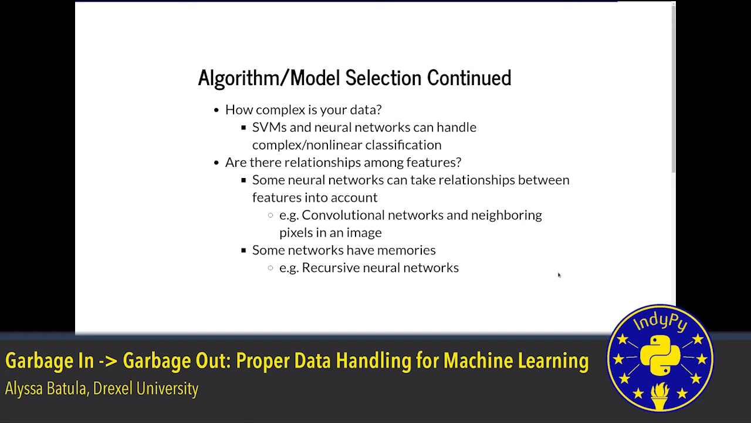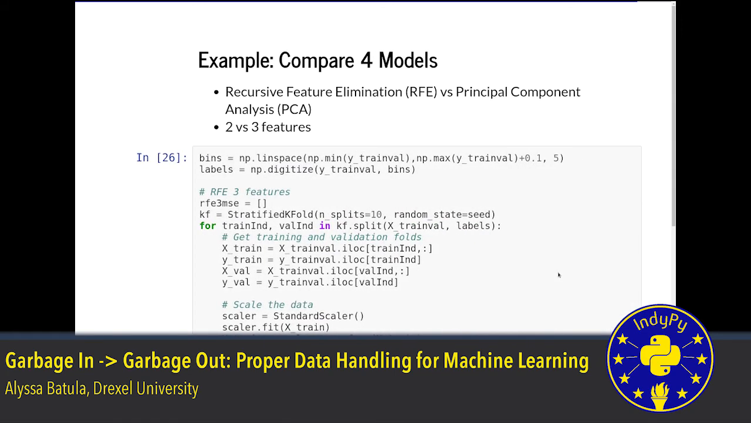So for the final bit of this talk, I've talked about using validation to pick, but how do we actually do that? I want to compare 4 models. They're all going to be using linear regression, but choosing between recursive feature elimination or principal component analysis to choose our features, and choosing between whether we want 2 or 3 features to make our predictions. This is one example. This is RFE with 3 features.